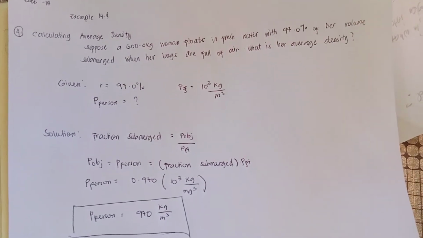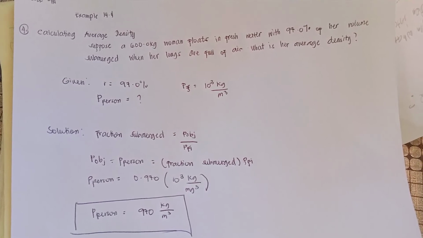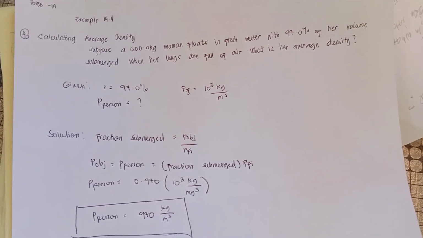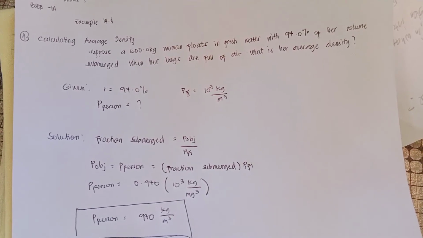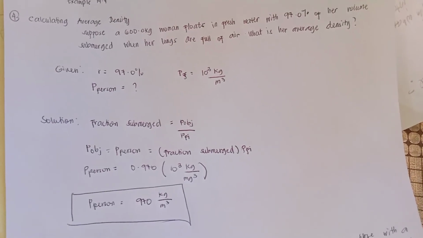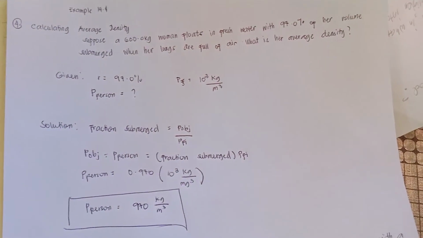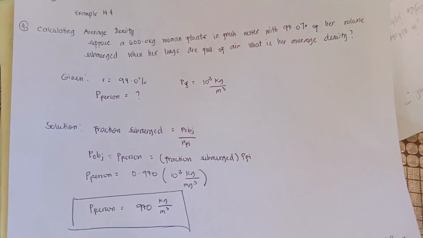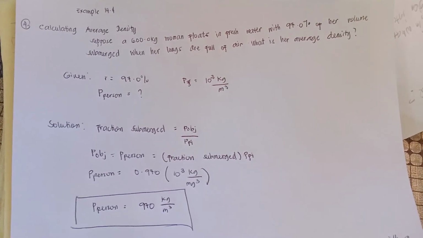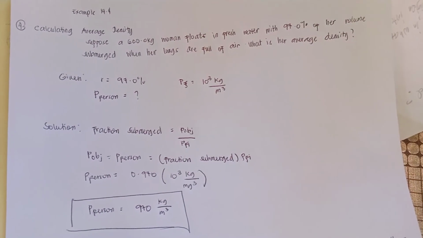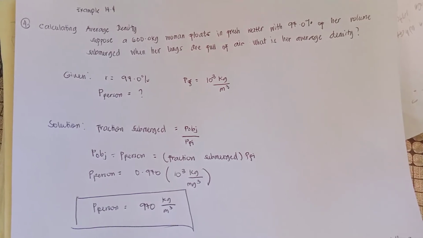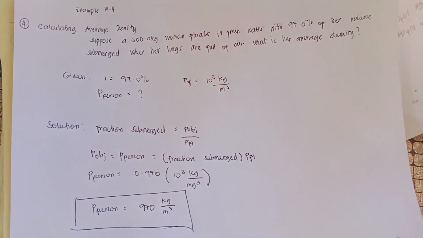So given, the fraction submerged is 97.0%, and the person is what we will find. So the question asks us to find the average density of the woman, or the girl. The density of the fluid is 10 cube kilogram over meter cube.